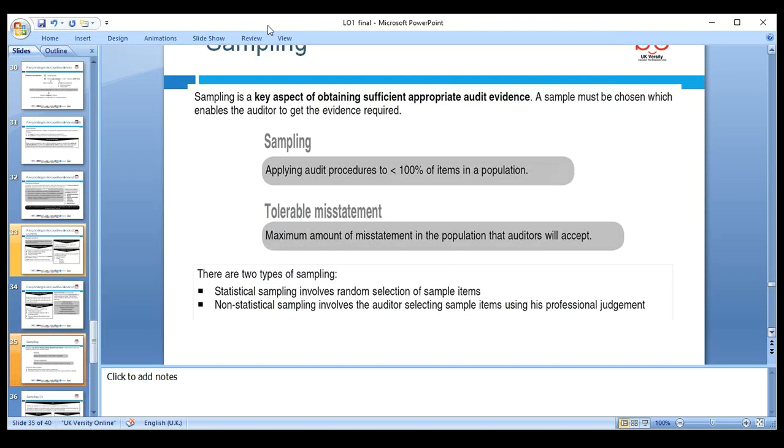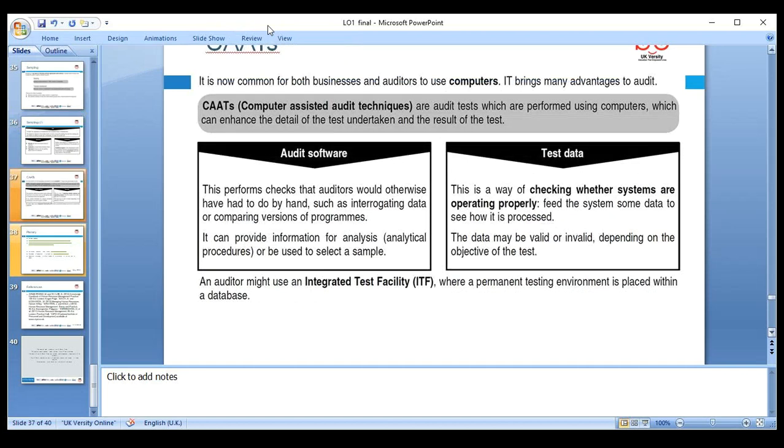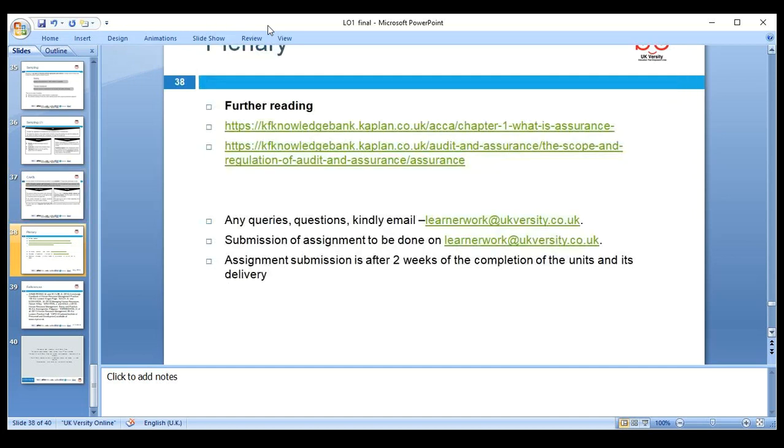So we need to think about sampling techniques. We need to look at whether we are applying audit procedures to 100% of items in the population, or less than that, what we want. How many percent? Try to be reasonable. Size and selection, what basis we use, random sampling, whatever. Qualitative, which we'll go through more when we do the test. Is it audit software, test data and integrated test facilities? Do we have them? We need to look. Then we can draw the opinion.